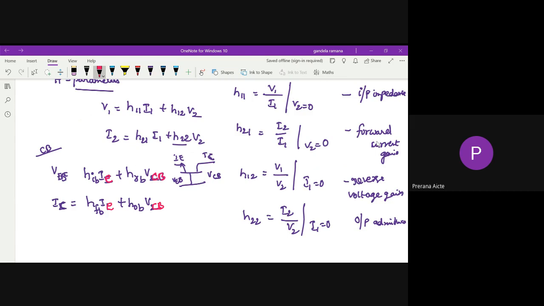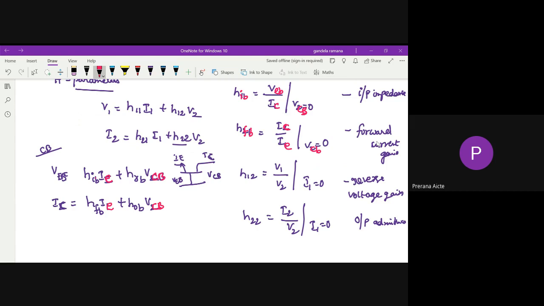According to this common base, HIB is equal to V1 by I1, with VCB constant, where V1 is VEB by IE. In the same way, H21 means HFB, which is IC by IE, with VCB equal to 0.